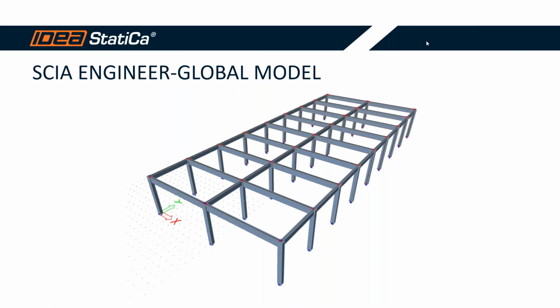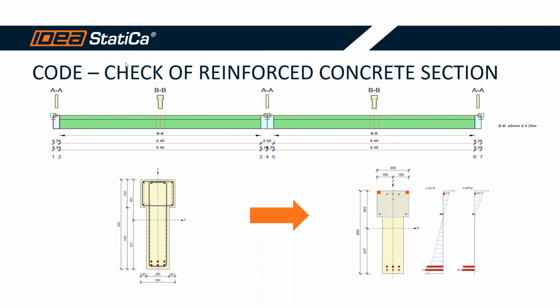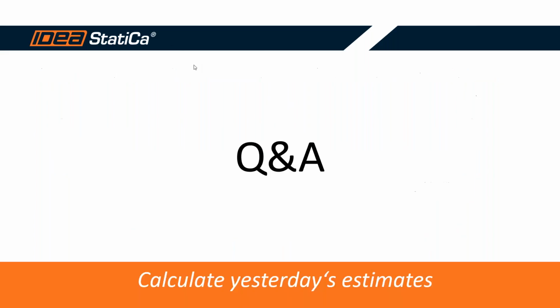So, today's topic is focused on the beam linking and design of the concrete members. We will show it in SCIA Engineer. We will use a global model. After that, we will export the whole global model to StatiCa BIM, do the code check of reinforced concrete section, and after that, we will export it to StatiCa BIM, where we will finish it with the design of pretensioned concrete beam. So let's go in.